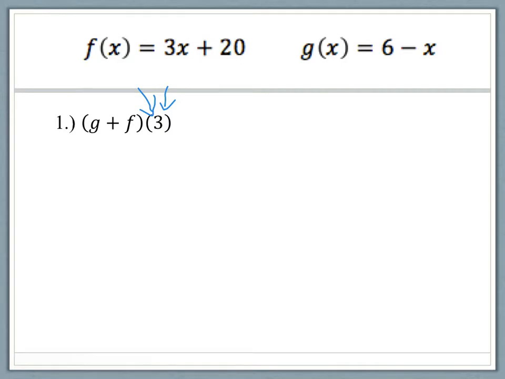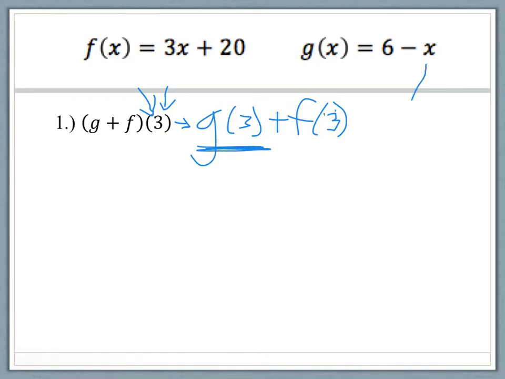So what I'm going to do is I'm going to rewrite this as g of 3 plus f of 3, not x. Okay? And I'm just going to go ahead and do both of these. So I'm going to do g of 3. That tells me that I'm going to plug in a 3 into that x. So I'm going to do 6 minus 3. All right, well, 6 minus 3 is just 3.